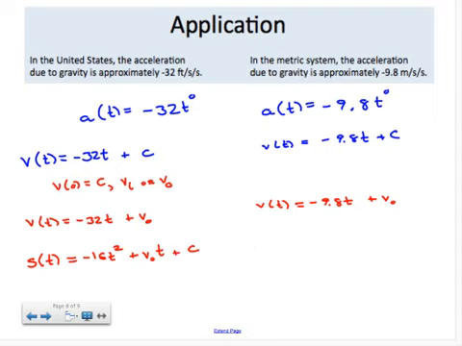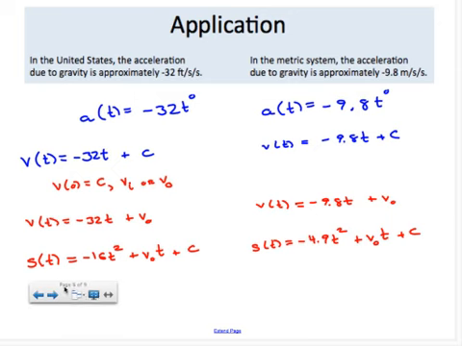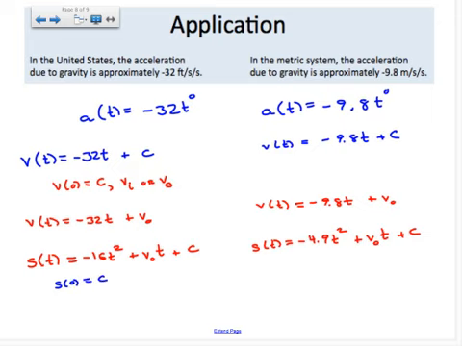Over here, we're going to get negative 9.8t squared over 2, which is negative 4.9t squared, plus v naught, or v initial, t, plus a constant. And again, this constant has a special role. We'll notice that s of 0 would cancel out the other two terms and is equal to your constant. And that's going to be called either s naught or s initial.